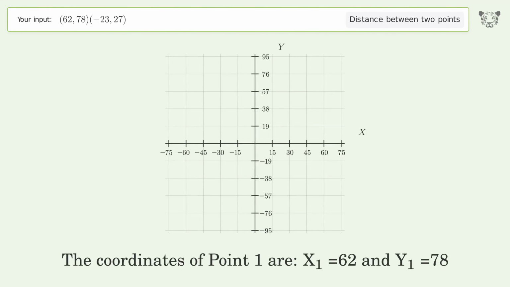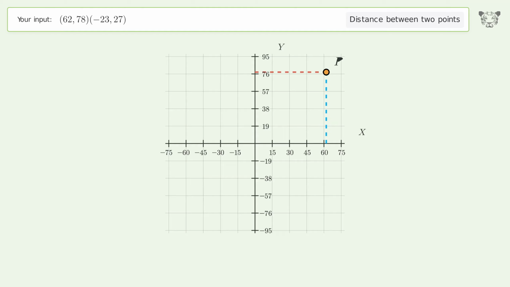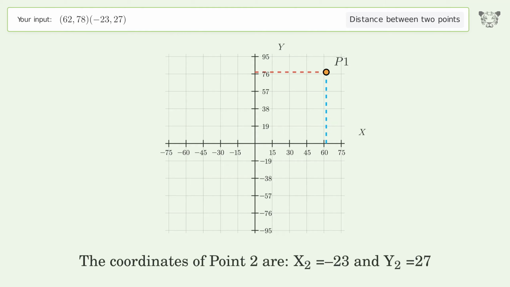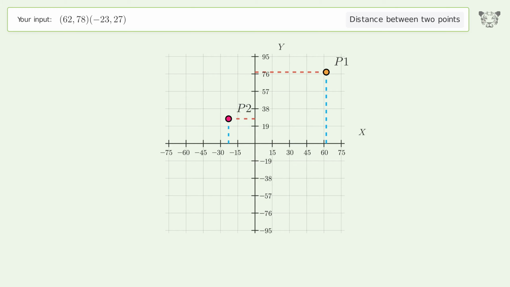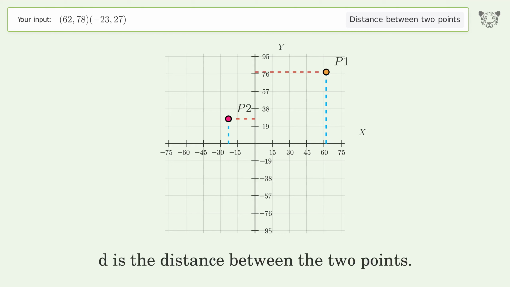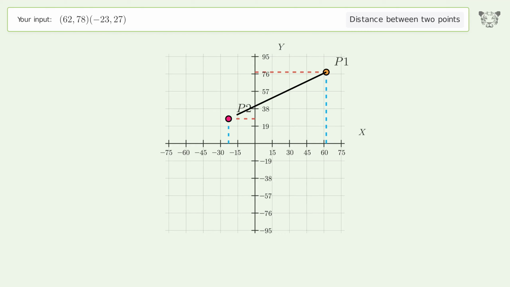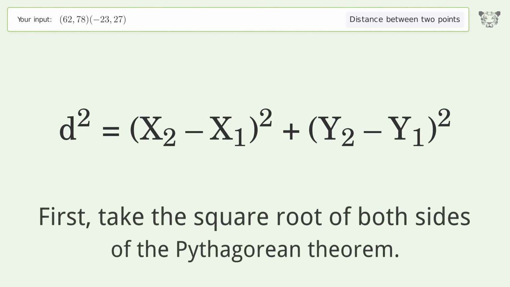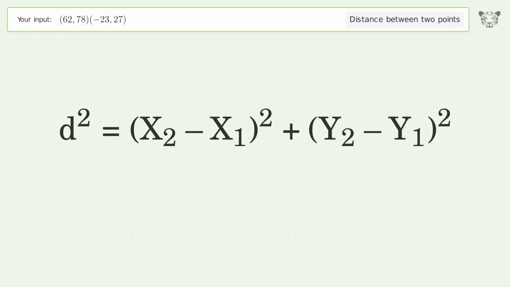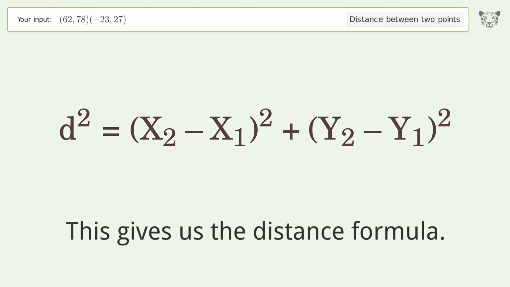The coordinates of point 1 are, x1 equals 62 and y1 equals 78. The coordinates of point 2 are, x2 equals negative 23 and y2 equals 27. D is the distance between the 2 points. First, take the square root of both sides of the Pythagorean theorem. This gives us the distance formula.